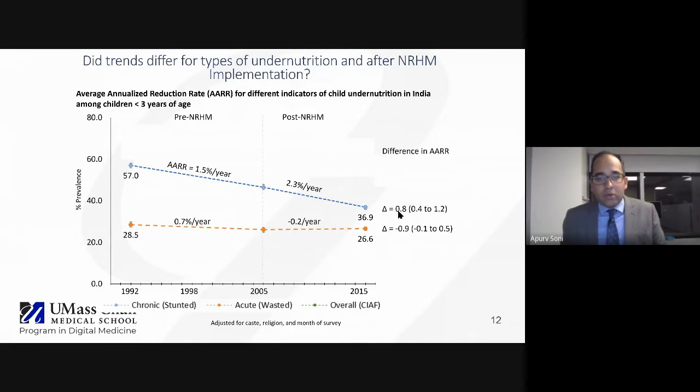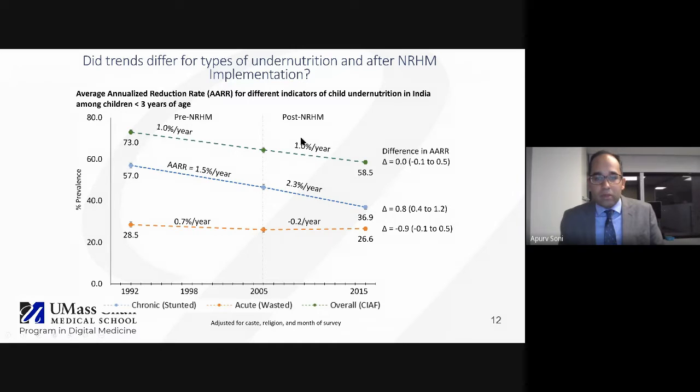However, the story gets a little more complicated when we consider the acute form of undernutrition, because in fact that changed and increased after the implementation of National Rural Health Mission. And the overall trend, using the comprehensive index, did not have any measurable difference after the implementation of NRHM. It continued its downward trend of 1% improvement per year.